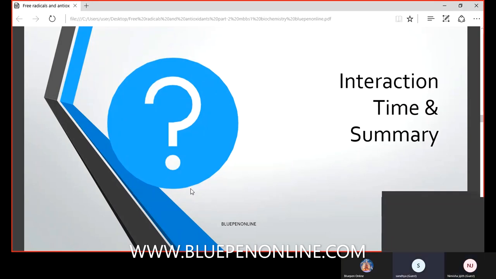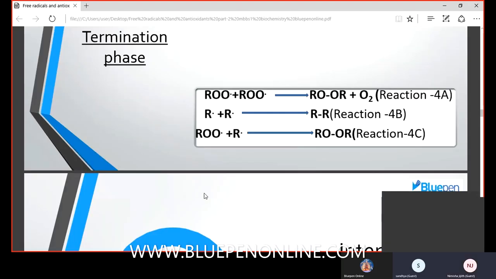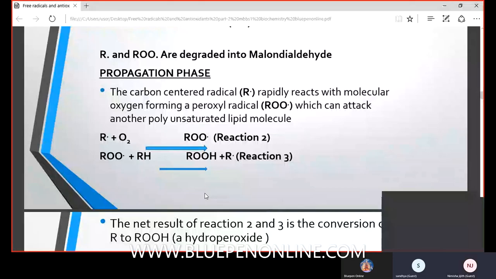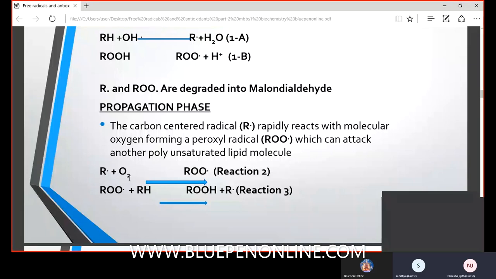Then it undergoes the propagation phase. In the propagation phase, that reacts with oxygen forming peroxyl radical. The carbon-centered radical reacts with oxygen and forms peroxyl radical. When peroxyl radical reacts, it forms carbon-centered radical. What are the final products after the degradation of carbon-centered and peroxyl radical?